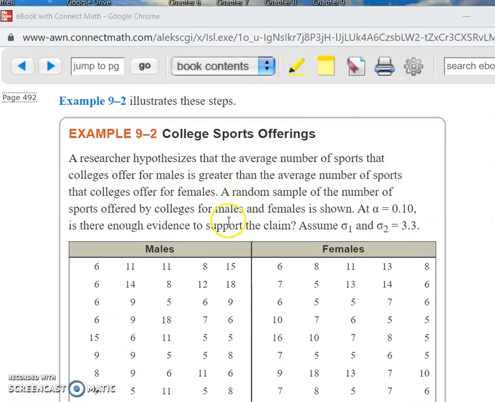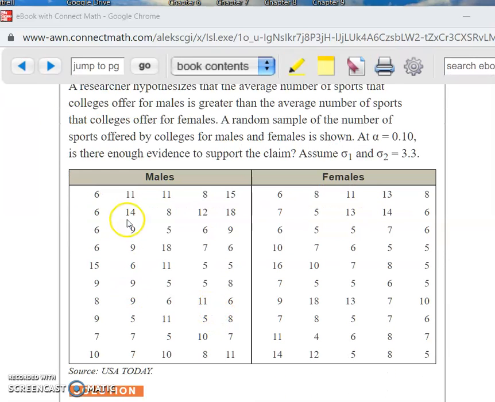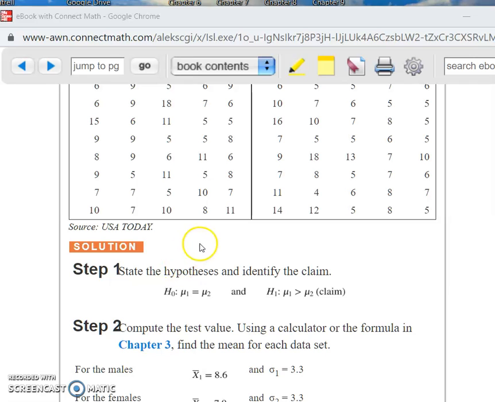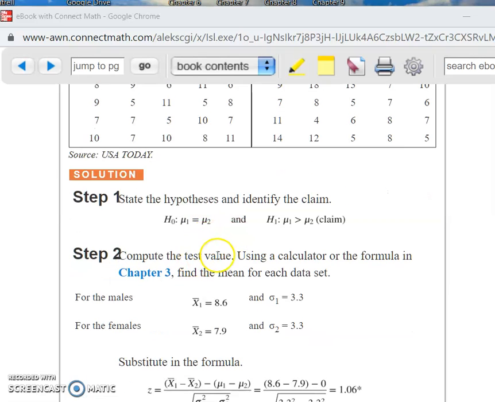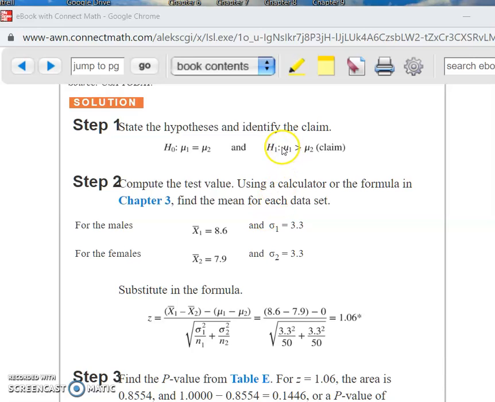So our random variable here is the number of sports. How many sports? Baseball, football, basketball, volleyball, water polo, those kinds of things, okay? So the number of sports is the random variable. These are the various colleges that they went to, however many colleges this is, and you come up with the actual numbers, okay? All right, so in any event, H sub 1, the alternative hypothesis, is that the average number of sports for men is greater than the average number of sports for women.